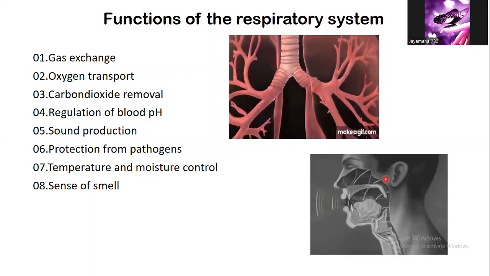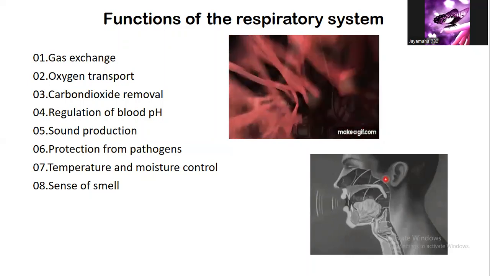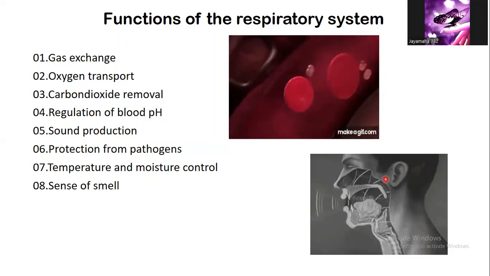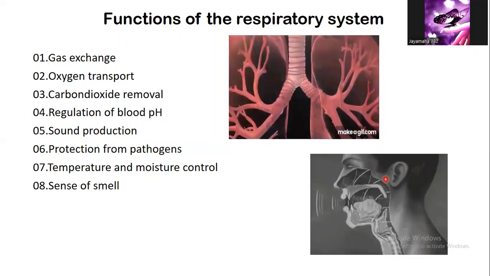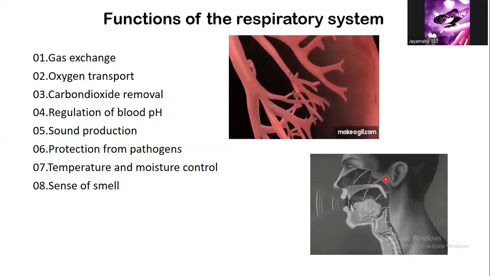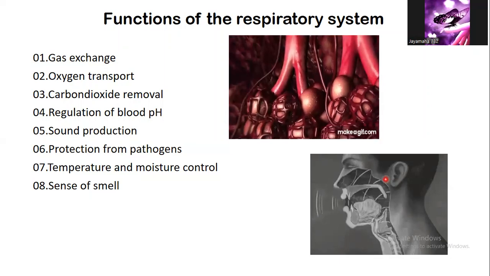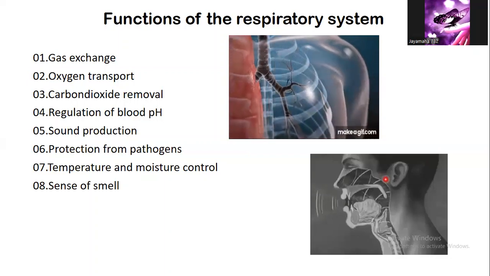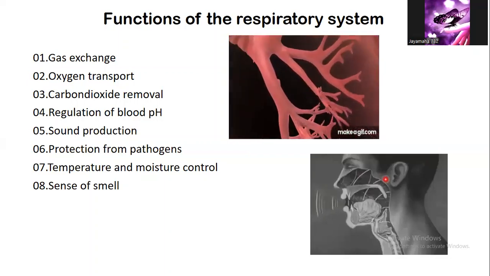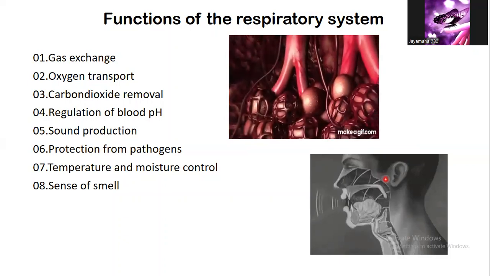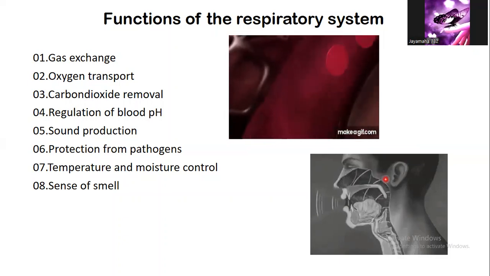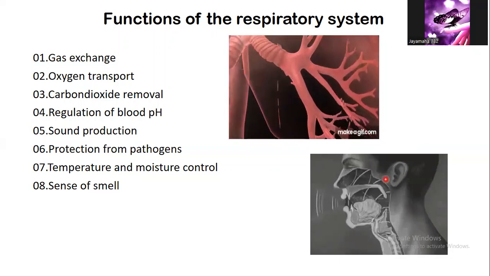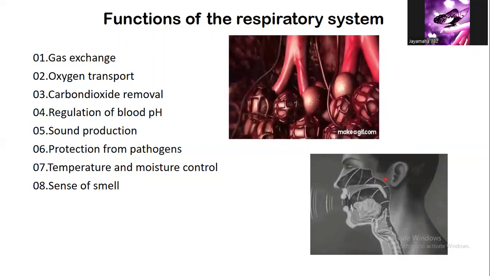The sixth one is protection from pathogens. The mucus and the cilia in the respiratory tract help to trap dust, microbes and other harmful particles to prevent infections. Then the temperature and moisture control. The nasal passage warms and humidifies the incoming air and protects the lung tissues. The final one is the sense of smell. The olfactory receptors in the nasal cavity help to detect odors.